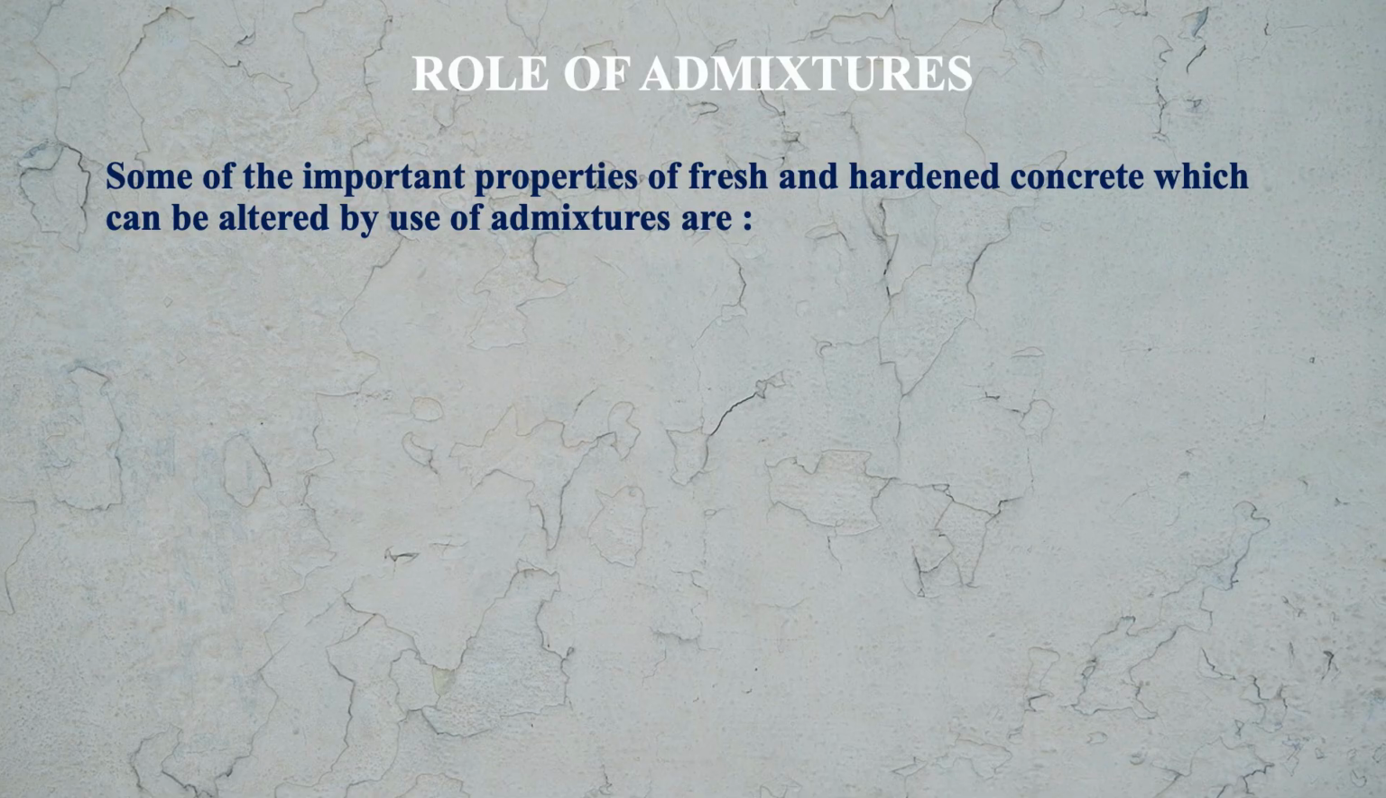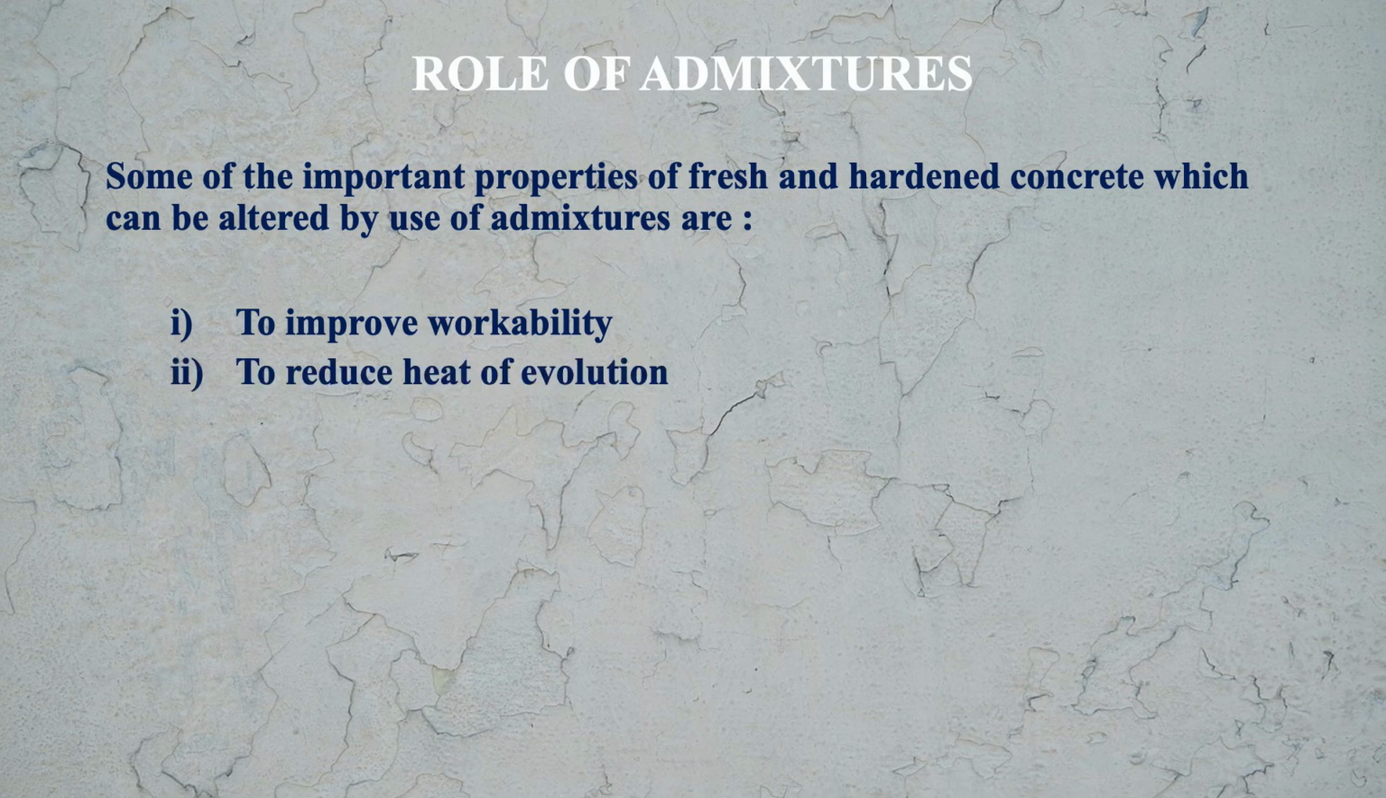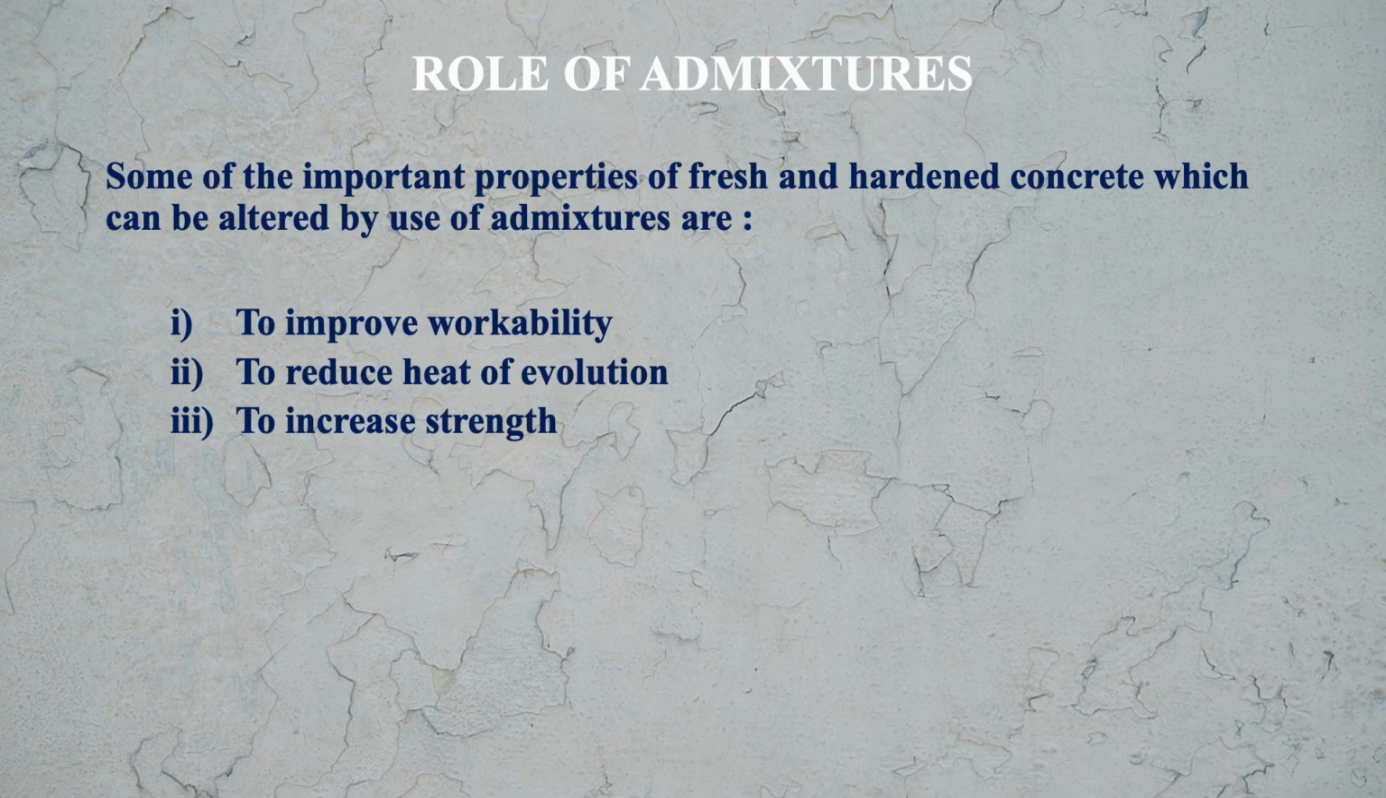Now let us discuss the role of admixtures, what admixtures do in concrete. Some of the important properties of fresh and hardened concrete which can be altered by use of admixtures are: number one, workability. Why we use admixtures? To improve workability. Then second is heat of hydration. We use admixtures to reduce the heat of hydration, the heat that is evolved in the hydration process. Next is strength.